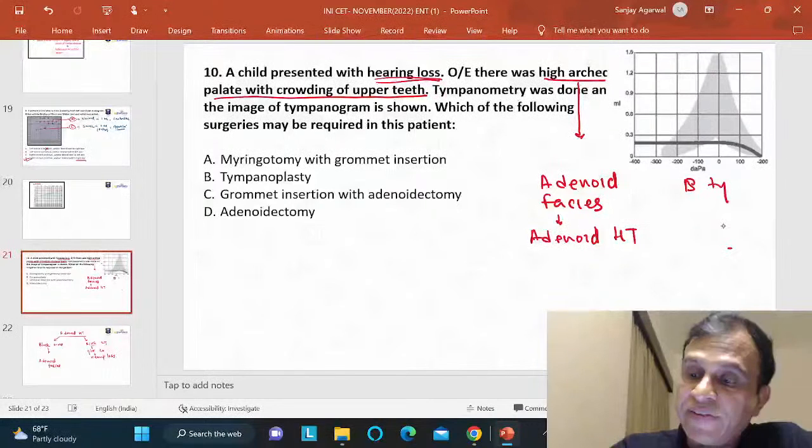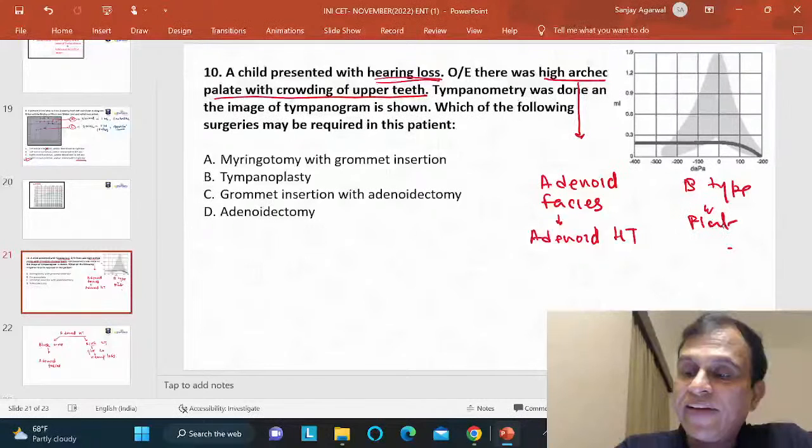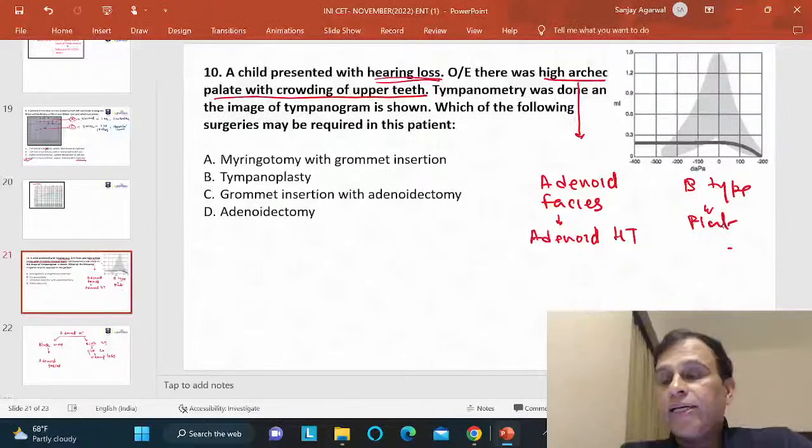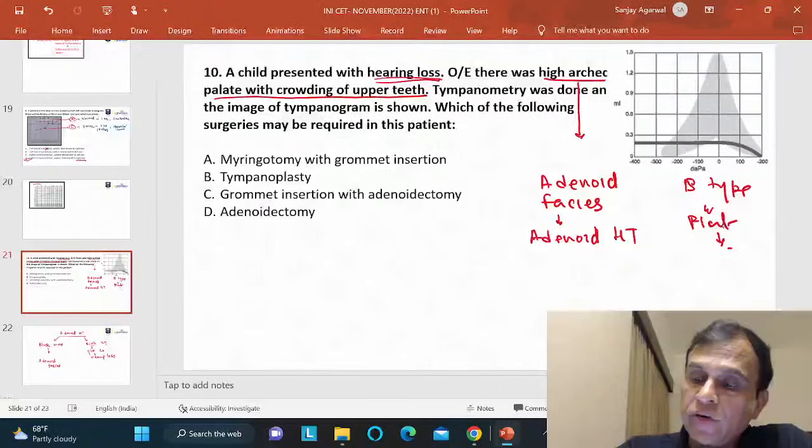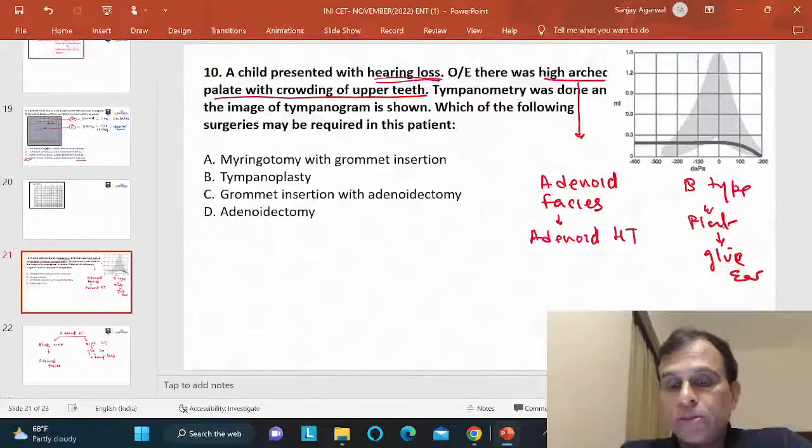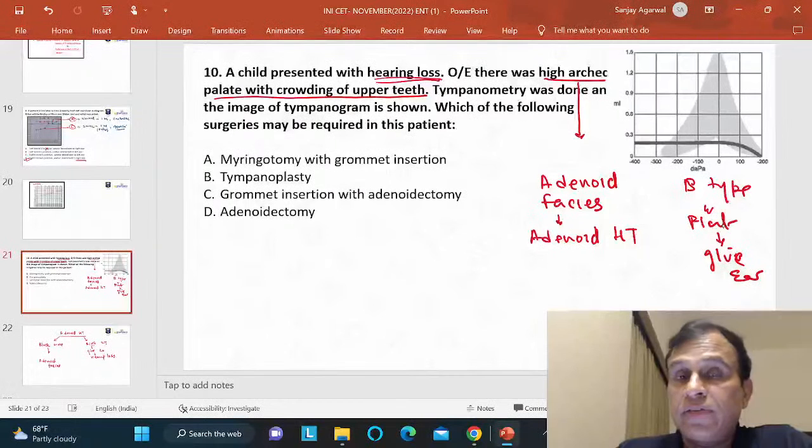Flat is also called flat tympanogram. When you get flat or B-type tympanogram, you get it in glue ear. So this tympanogram proves that the patient is having glue ear. So we know the patient has glue ear because of two things. A, because the patient is having hearing loss, and B, the tympanogram is showing you flat or B-type tympanogram. We know the patient has adenoid facies because of that finding which is described in this question, high arch palate with crowding of the upper teeth. So both are done. See.